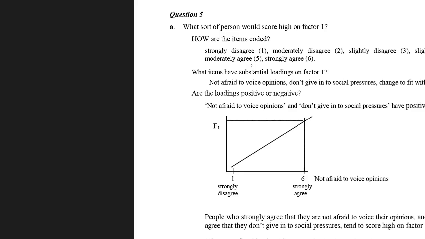So are the loadings positive or negative? I'm not afraid to voice opinions, and I don't give in to social pressures. They both have positive loadings on the factor. So if you were to graph that, you want a positive line, so it's a low score for strongly disagree and a high score for strongly agree. So people who strongly agree that they are not afraid to voice their opinions, and who strongly agree that they don't give in to social pressures, tend to score high on factor 1.